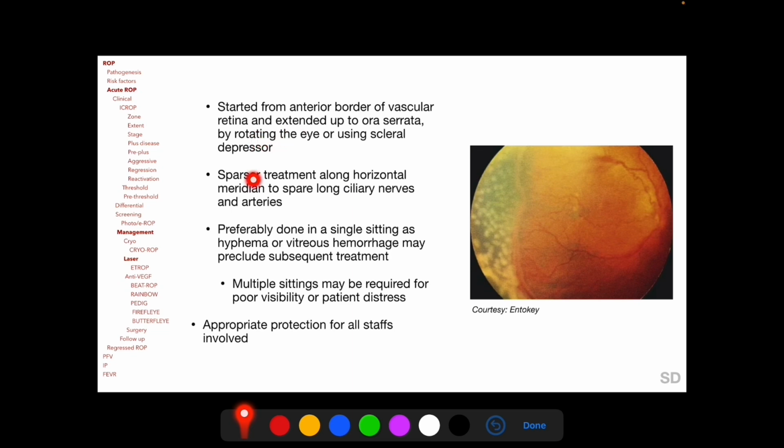Sparser treatment is recommended along horizontal meridia to spare long ciliary nerves and arteries in order to prevent anterior segment ischemia and neurotrophic keratopathy. Laser photocoagulation for ROP is preferably done in a single sitting, as hyphema or vitreous hemorrhage after a laser sitting may preclude subsequent treatment. Multiple sittings may be required for poor visibility or patient distress during treatment.